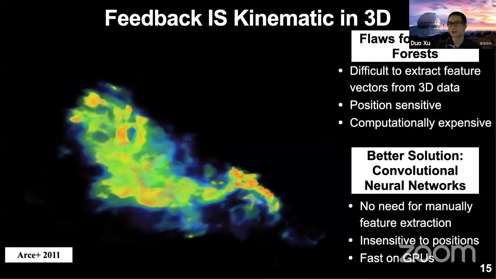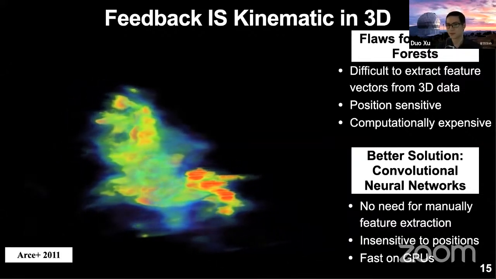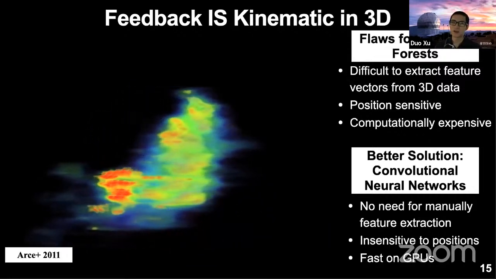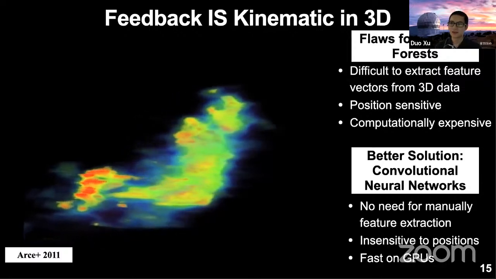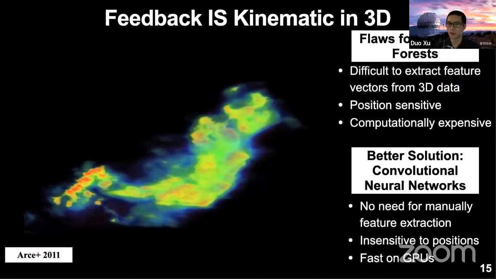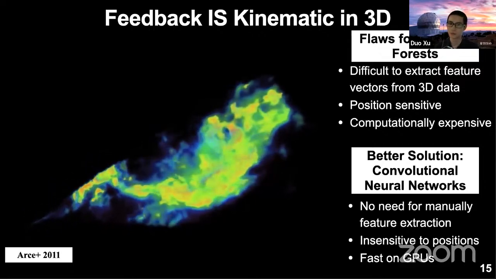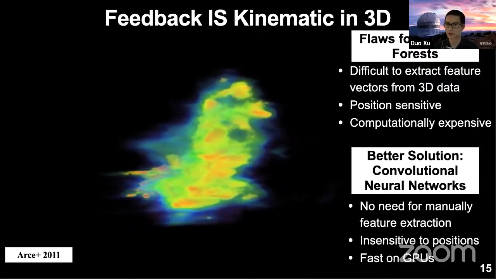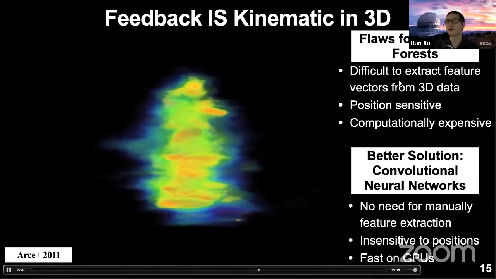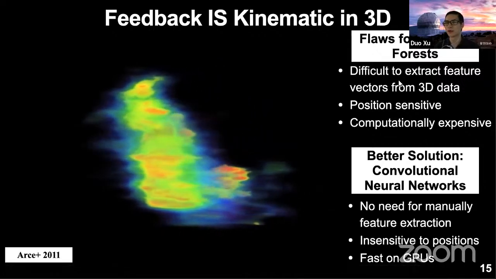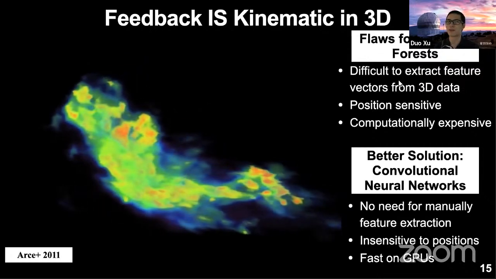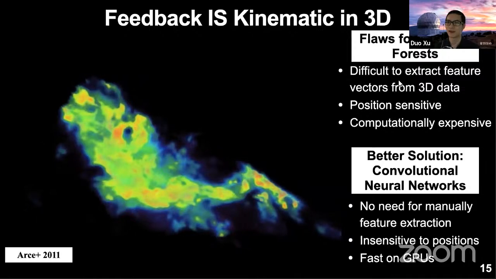However, feedback is not limited to two dimensions. The feedback is kinematic in 3D. So if we want to study the dynamic structure of feedback, we need to go from dust emission to molecular line transitions, where we have velocity information. However, for random forest, it's really difficult to extract features in three-dimensional data. And also, it's really computationally expensive for random forest. That's why we switched to a new method.